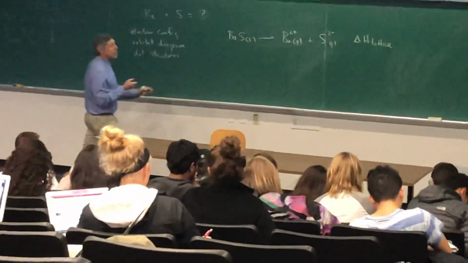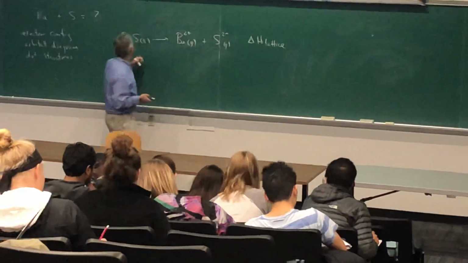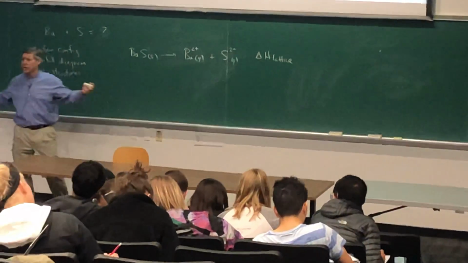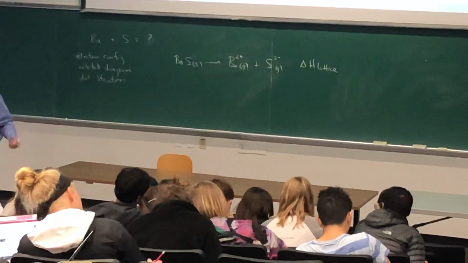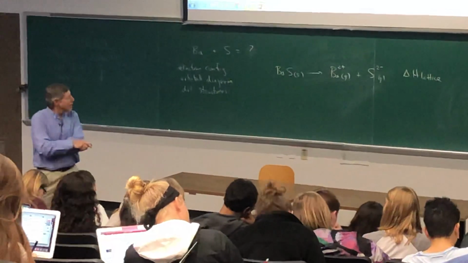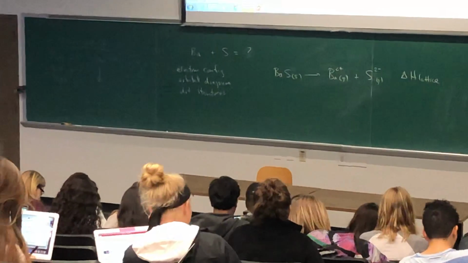So lattice energies are always positive. If that wasn't positive, then this probably wouldn't exist. If that wasn't positive, then the ions would be happier being separated. We know that they're not. Okay, so what we want to do, we're not going to calculate this directly. We're going to look at it in a couple ways.